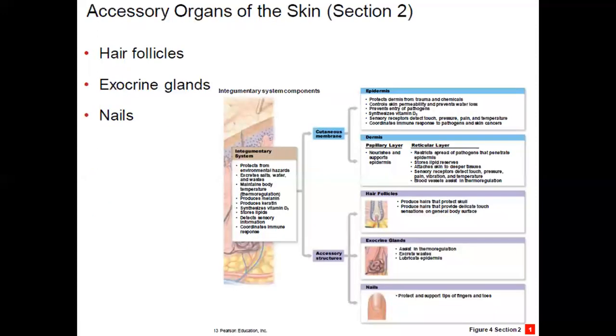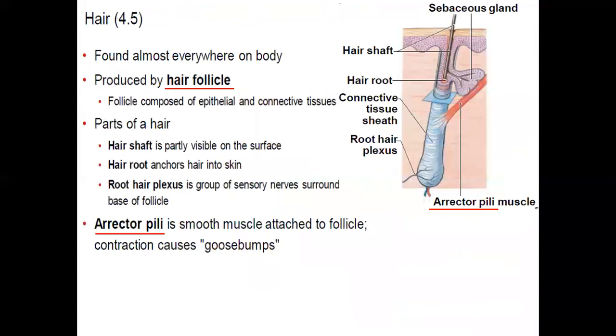Accessory organs in the skin are hair follicles, exocrine glands, we'll get into specifics there, and the nail. There's a figure here that illustrates the accessory structures, and we'll get into some details like the hair.